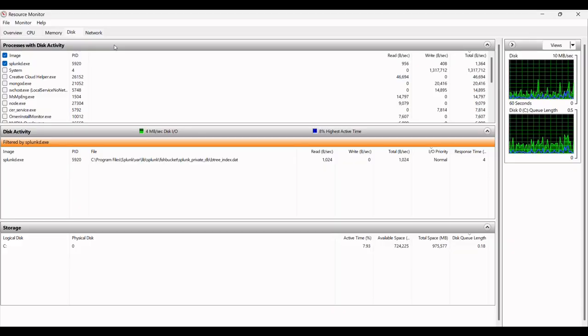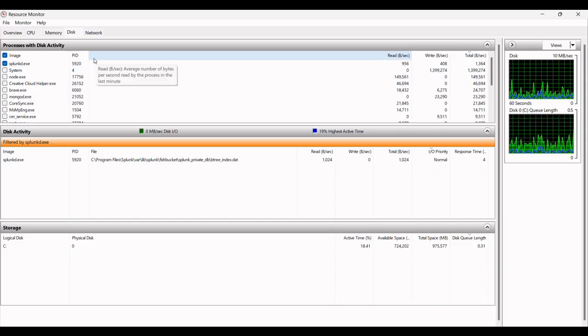Now comes the disk tab of Resource Monitor. This section provides detailed visibility into disk input and output operations occurring across the system. Disk monitoring is extremely important for identifying storage bottlenecks, slow applications, and heavy file activity.